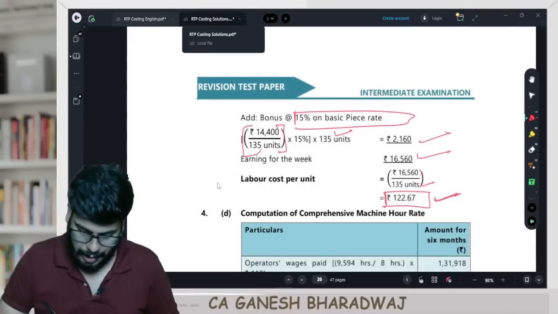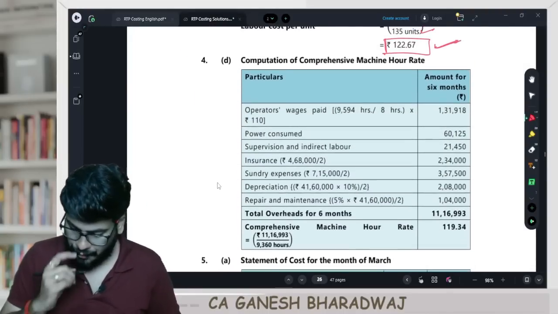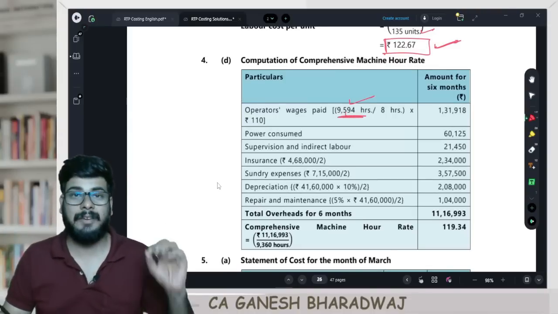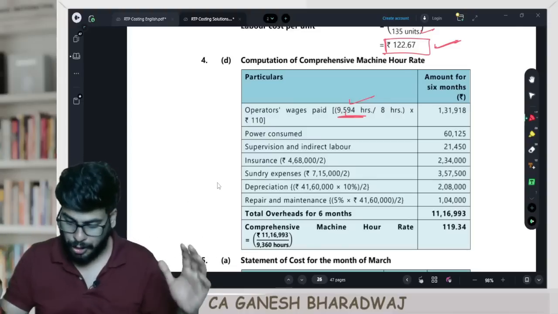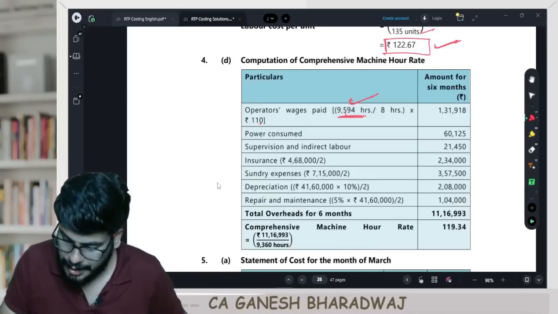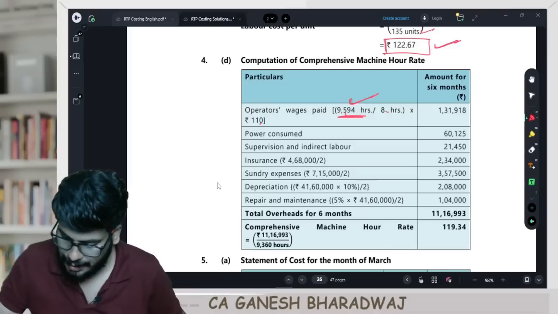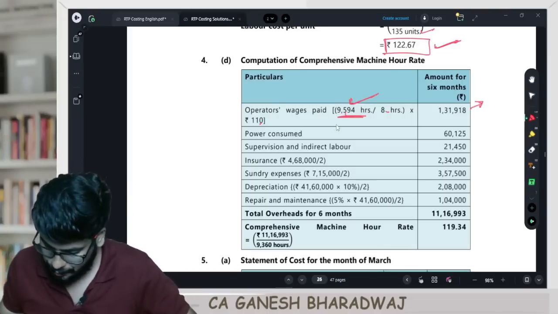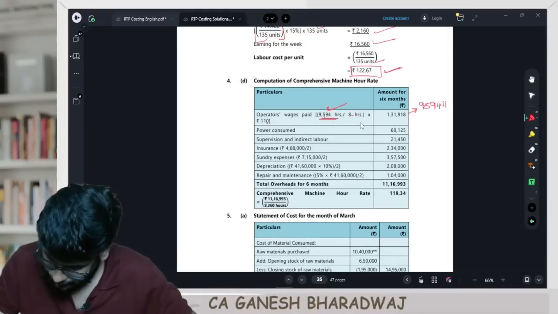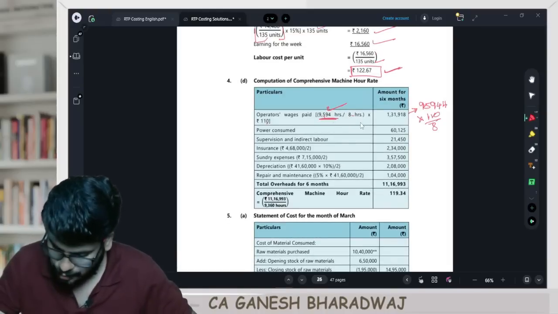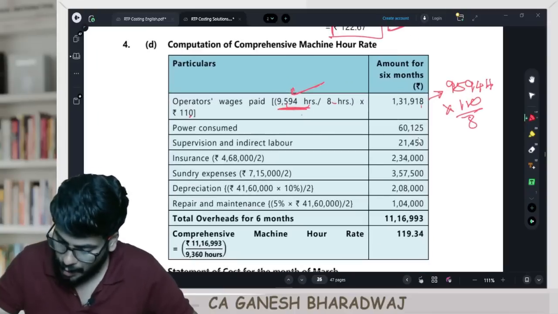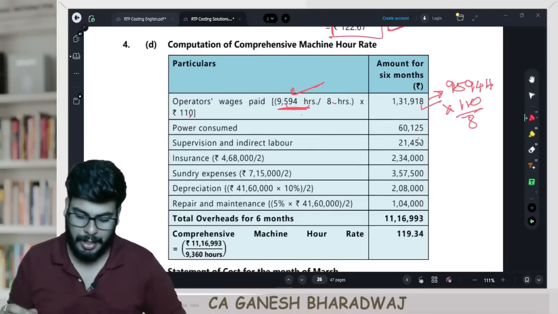So let's quickly do this question. First, what is going to be the operator's wages? They have given that they work for a total of how many hours? 9594 hours for a period of 6 months put together. They work for 9594 hours, right? So what is the hourly rate? 110 divided by 8. Are you clear with this? So the calculation here is 9594 hours into 110 divided by 8. They have done the division here, but anyway, it's going to be the same, right? If you do this, how much do you get? You get 131,918. Fine, that's going to be the operator's wages.